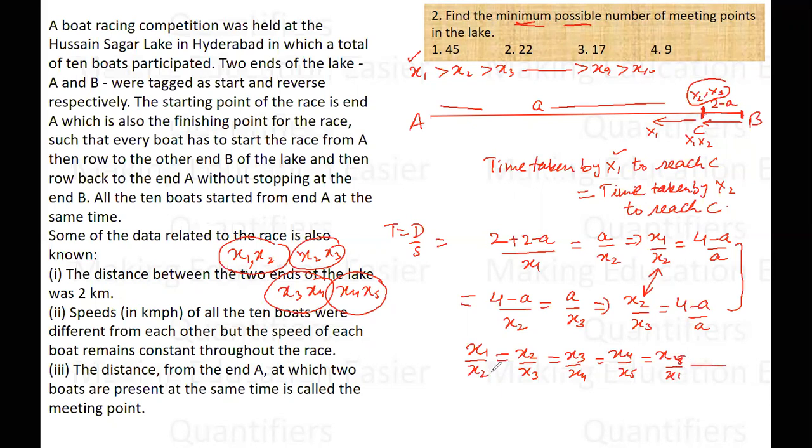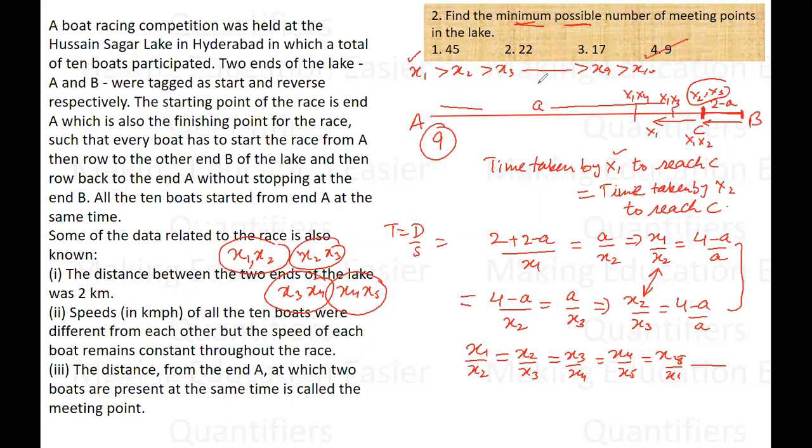Okay. Since all these consecutive boats are meeting at C, that means C is one of the points. Further, there are 9 points, because x1 is meeting x2 at C, so it cannot meet x3 at C, because x1 is already continuing its journey towards A. So if x1 and x2 meet here, x1 and x3 will not meet here. x1 and x3 will meet at some other point, and x1 and x4 will meet at some other point. That means in total we have at least 9 points for x1 to meet every other boat, and the minimum number of meeting points in this case would be 9.